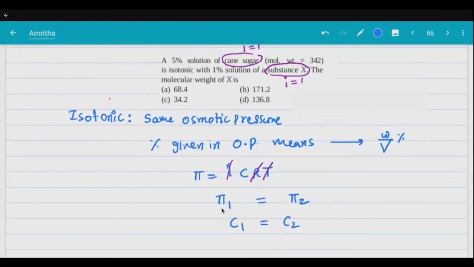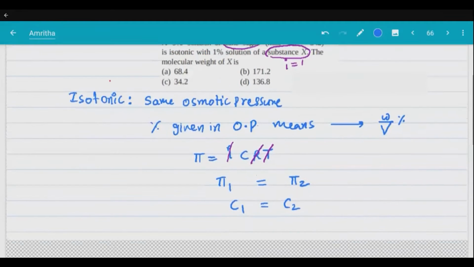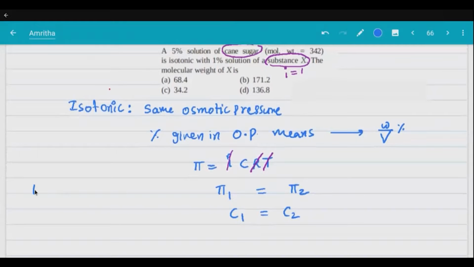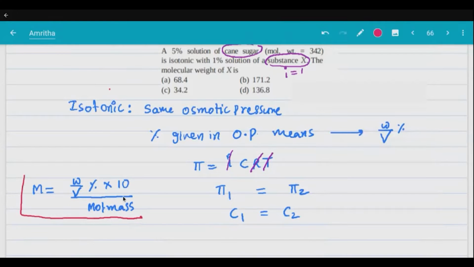Concentration is molarity. How do we relate molarity to weight by volume percent? We should know this formula, I'll explain it. Molarity is equal to weight by volume percent into 10 divided by molecular mass. So this is the formula, and we can directly use this.